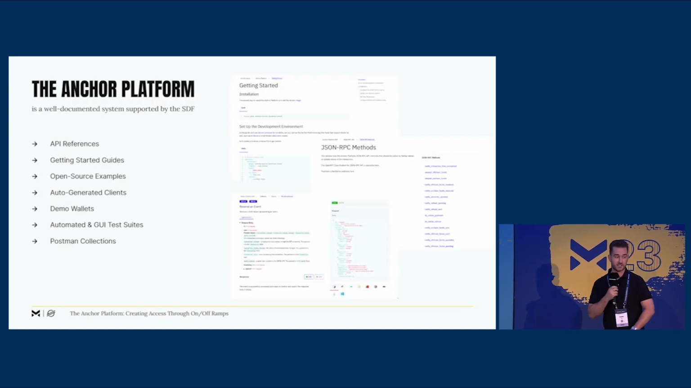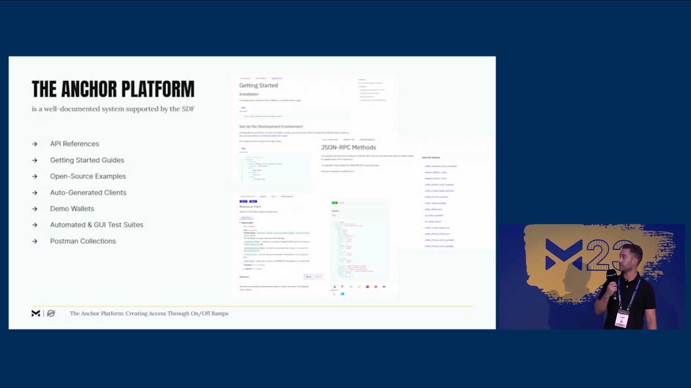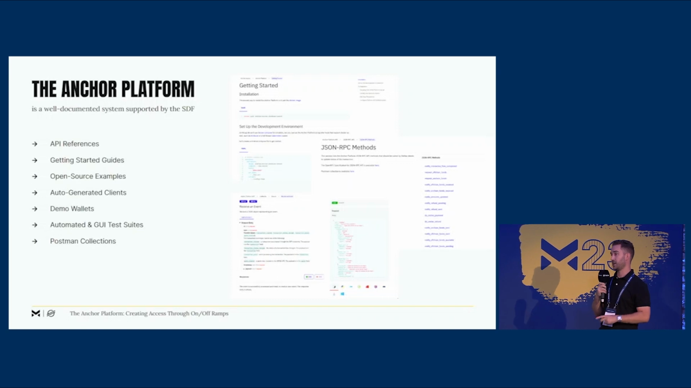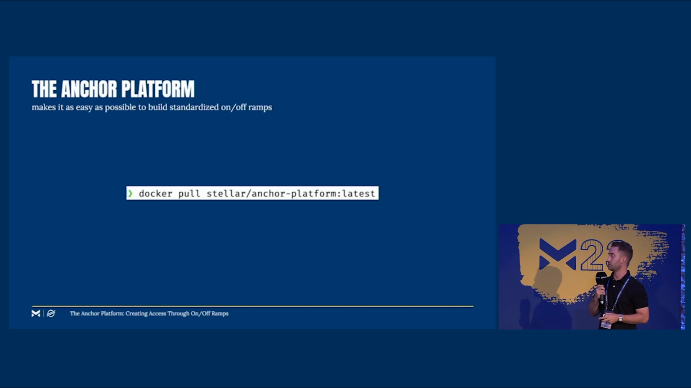So I'm going to pass it off here, but the important thing I want to communicate is that the SDF is very committed to this technology, very committed to this service. We have our lead engineer, Jamie, over there that you can pepper with questions afterwards. We're going to be really committed to making this as well documented as possible. We have API references, getting started guides, and a suite of demo tools and testing tools that you can take a look at on developers.stellar.org. And that is about it. You can pull it down from Docker and get started.